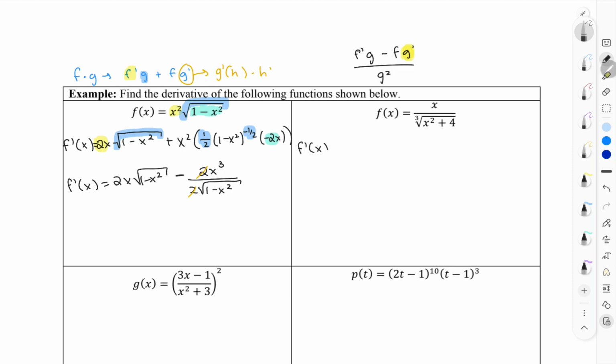So let's go ahead. F prime of x is, derivative of x is 1. Don't have to include it, but you can.